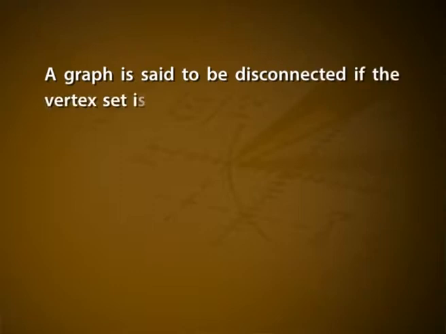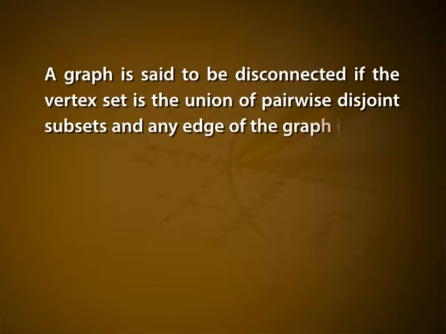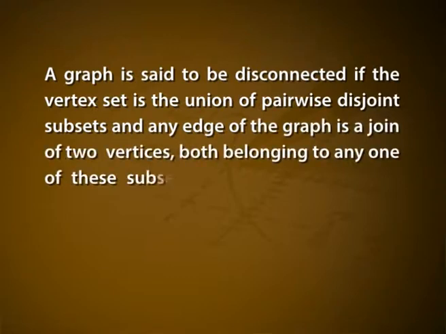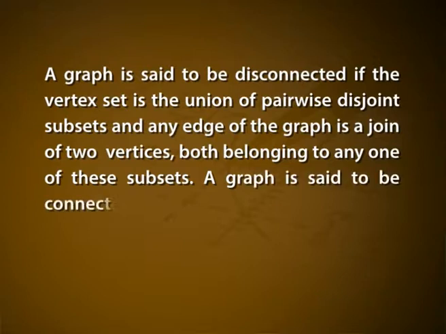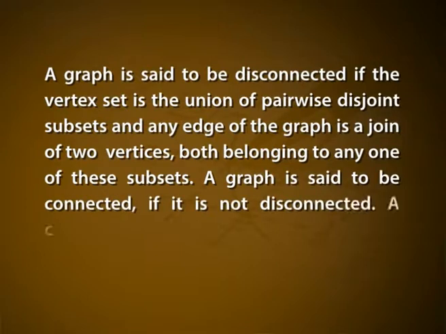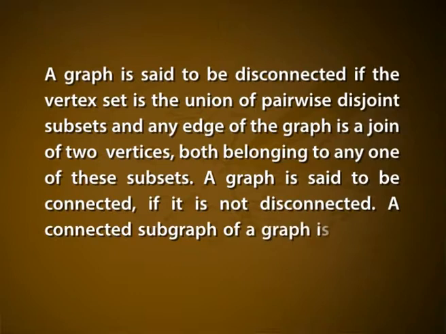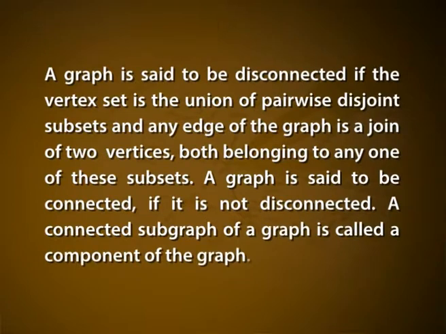A graph is said to be disconnected if the vertex set is the union of pairwise disjoint subsets and any edge of the graph is a join of two vertices both belonging to any one of these subsets. A graph is said to be connected if it is not disconnected. A connected subgraph of a graph is called a component of the graph.